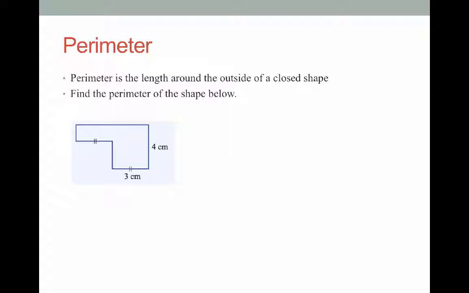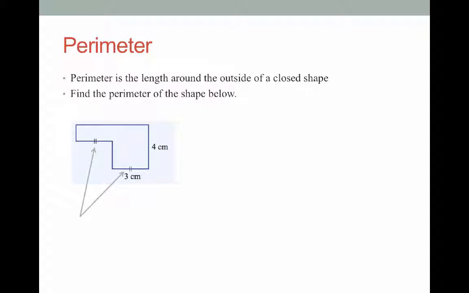But this video is also about perimeter. Perimeter is the length around the outside of a closed shape, like the one you see on your screen. What we're going to do is find the perimeter of this shape. But not all the lengths are shown. To begin with, we want to find this length, add it to this length, add it to all the other lengths all the way around, and that will give us the perimeter.